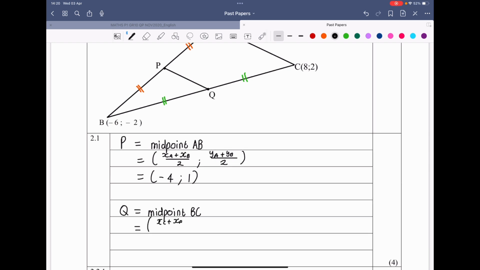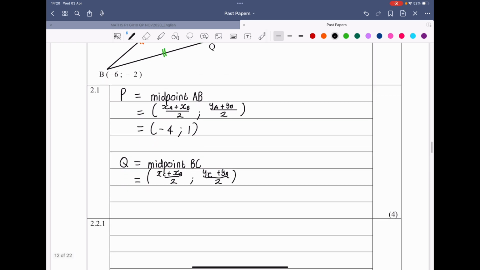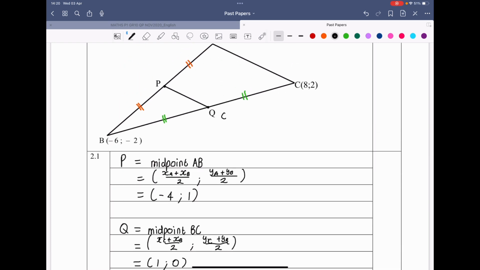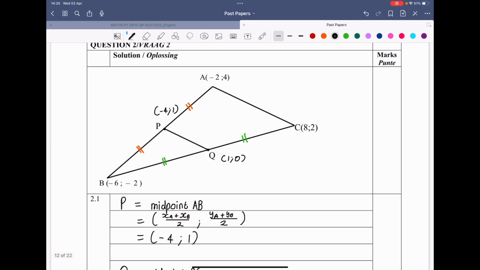using the same formula, and I get that this point is 1, 0. Okay, and I can fill that in on the diagram. 1, 0, and -4, 1. Okay, next I'm asked to prove that PQ, which is this line, is parallel to AC.